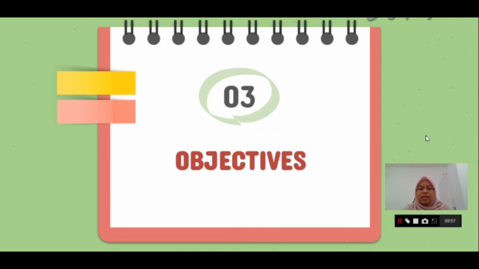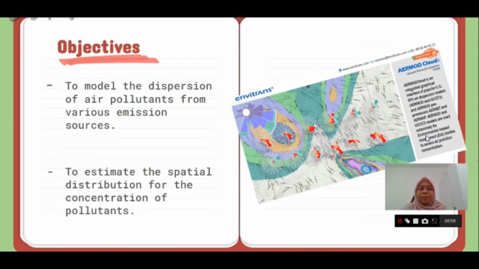Next is the objective. The objective is to model the dispersion of air pollutants from various emission sources like point and area sources. The second one is to estimate the spatial distribution for the concentration of the pollutant.